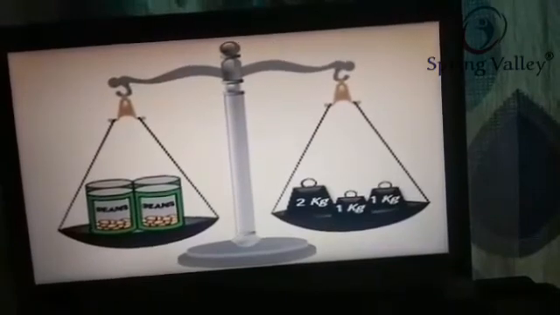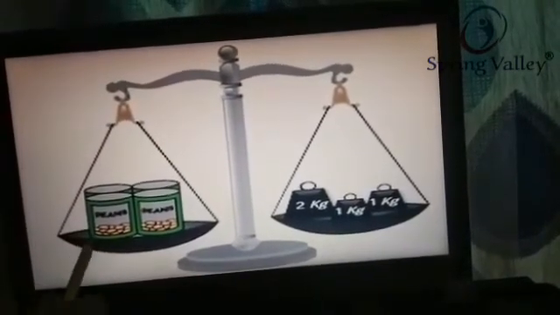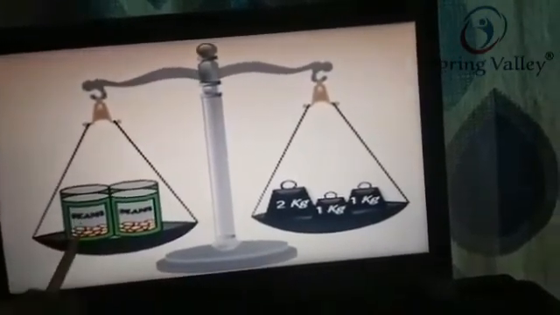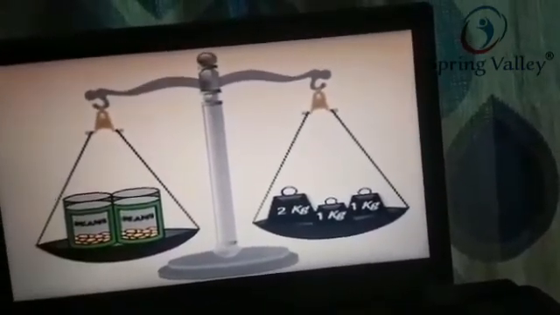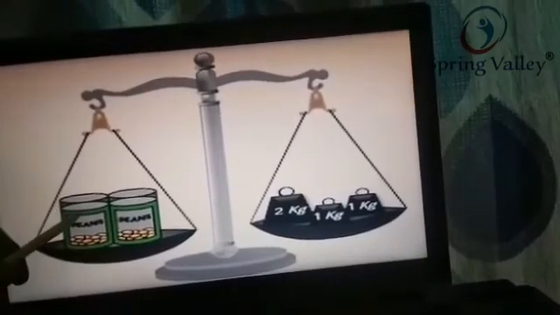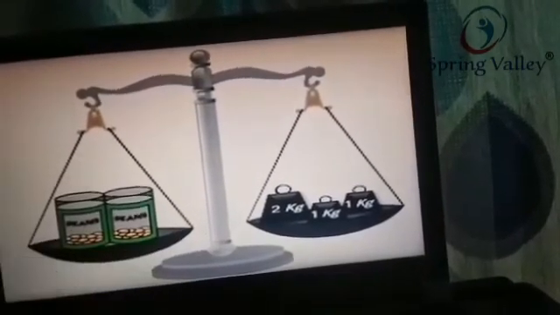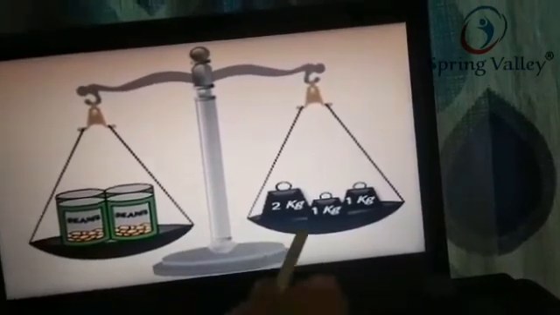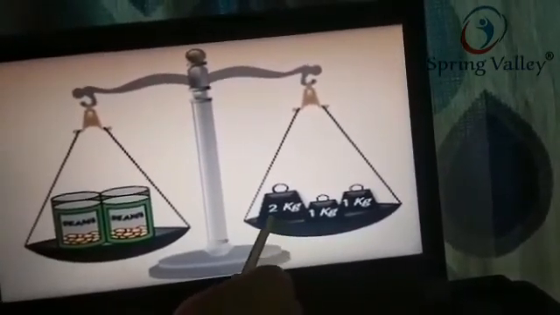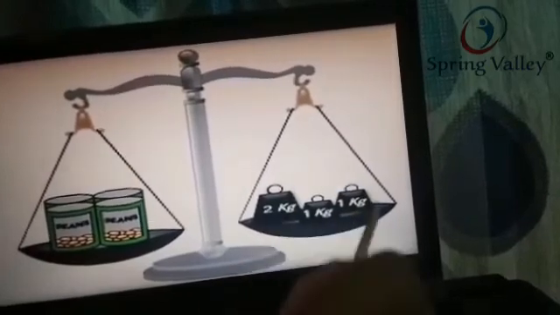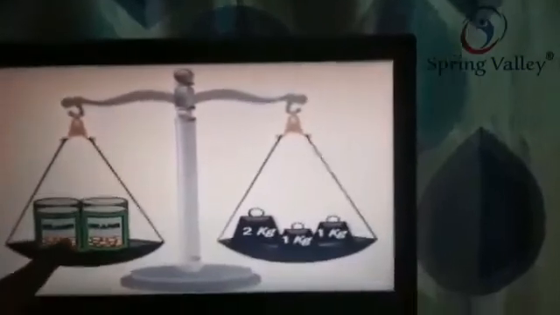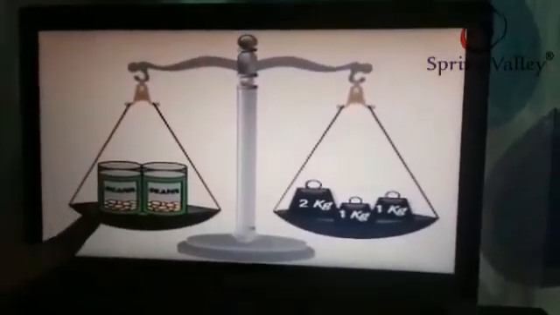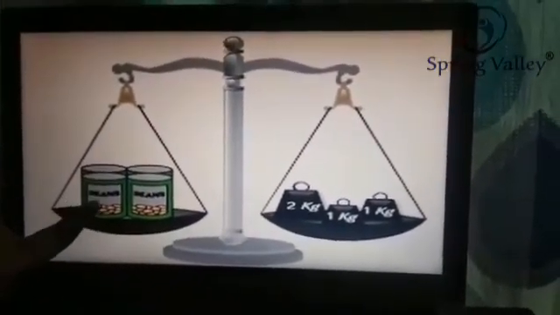See here, in the balance, we have 4 bean tins. Okay, 4 bean tins we have. How many kg blocks do we have? Count. 2, 3, 4. 4 kgs. 4 kgs we have here. Okay. 4 bean tins are equal to 4 kgs.